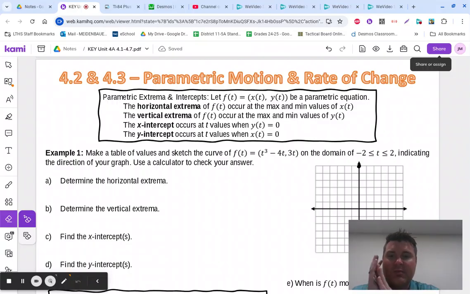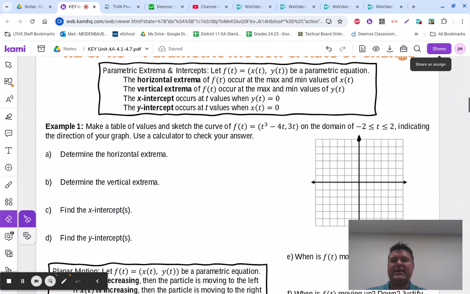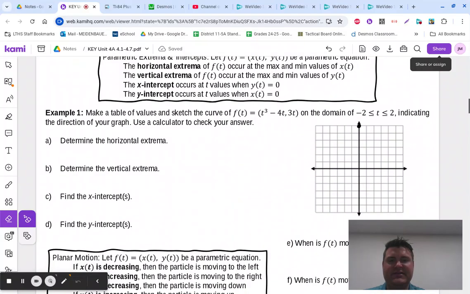Before I get to this box up top, I'm going to start example 1, and I'll refer back to that box when I get to that point. Example 1: make a table of values and sketch the curve of f of t on the domain from t = -2 to 2, indicating the direction of your graph. We'll do that in a moment.